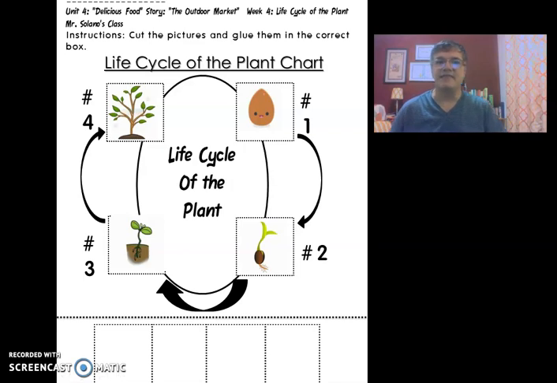So today, let me remind you, we talked about the life cycle of the plant, and we talked about 4 different things. Number 1, we talked about the seed. Number 2, the sprout. Number 3, the seedling. And number 4, we say what? The adult. Very good. Well, we finished with this life cycle today.